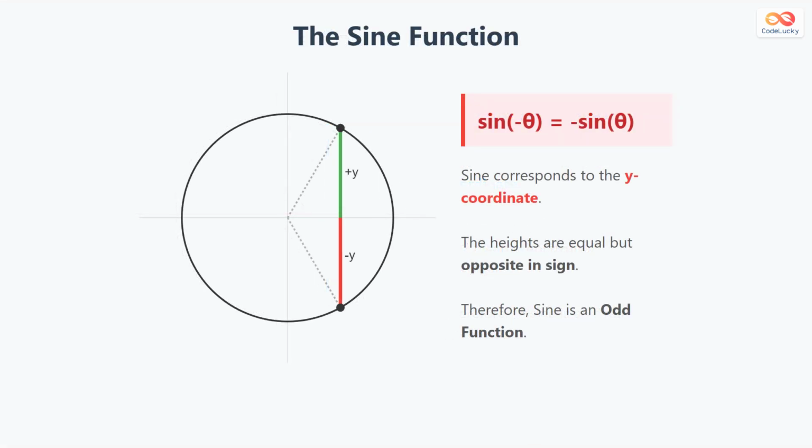Now for sine. Sine represents the y-coordinate. When we rotate up, we have a positive y height. When we rotate down, we have the same height but in the negative direction. The values are opposites. So, sine of negative theta equals negative sine of theta. This makes sine an odd function.